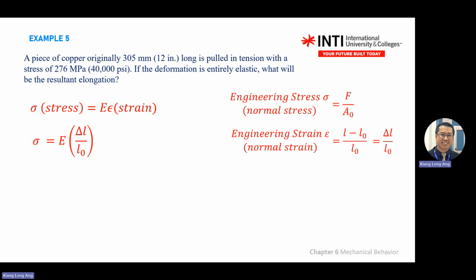All right. So it tells you tensile stress, right? So you don't need to change this one to force divided by area. This is stress. Then it tells you the elongation. You want to find this one, right? So rearrange the equation. Put this one here, put this one here. In engineering dynamics, we expect you to use the general equation first, then only you substitute.